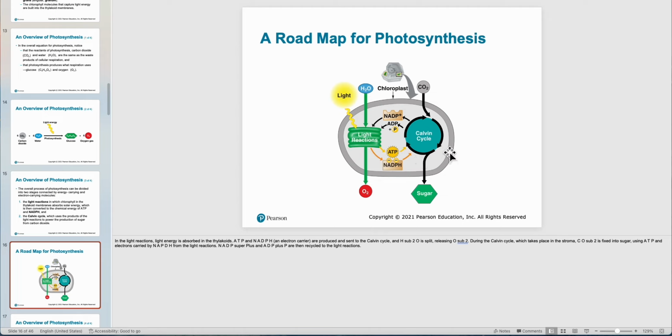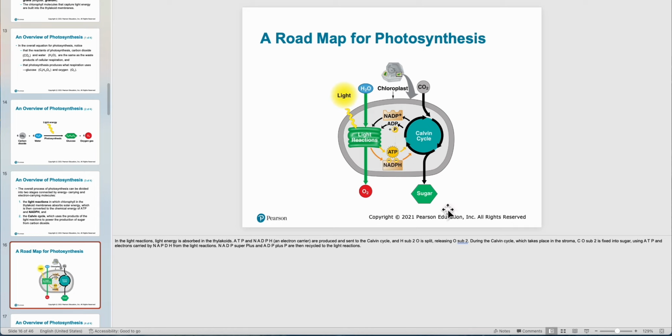Now, what is the Calvin cycle going to do? Remember the air that we breathe out, which is carbon dioxide? Well, the plants actually love the carbon dioxide that we breathe out. And it's going to take the carbon dioxide and the ATP energy and the electrons from NADPH, and it's going to go around the Calvin cycle, and it's going to make sugar.